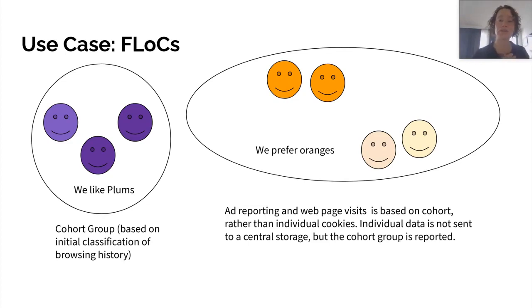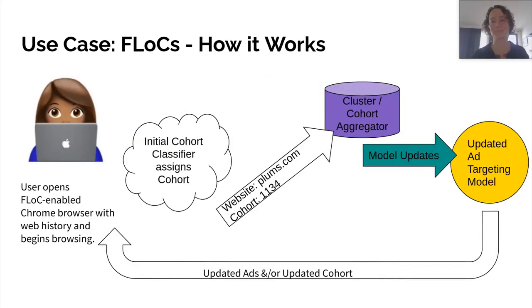So their idea for FLoCs is that you get assigned a cohort based on maybe something you like or different browsing preferences, browsing history, and so on. So here we have a plum group and we have an orange group, and we have these two different cohorts. And perhaps if you were a fruit seller, you might say, hey, I want to target this plum cohort with plum ads and this orange cohort with orange ads, for example.